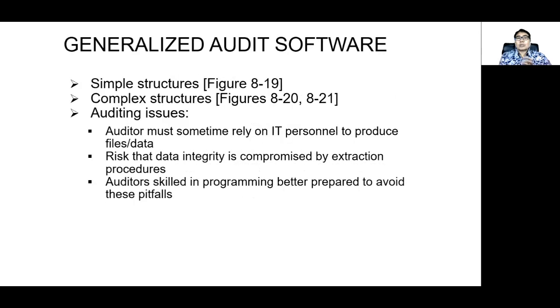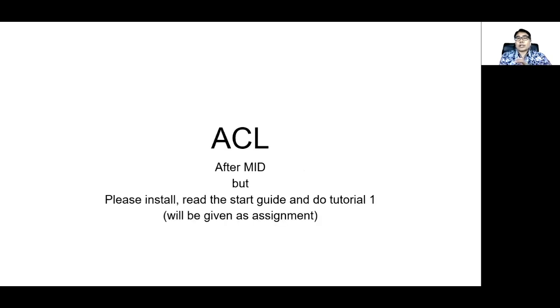Several types of GAS are available, the simple structure and the complex structure, as you can see in the chapter with some examples. Now, what we're going to use is the audit command language, or ACL. I already provided the link to the application so you can download and install it. However, as I mentioned in our earlier meetings, it's a Windows-based application, so you need to have a Windows operating system to install the ACL.